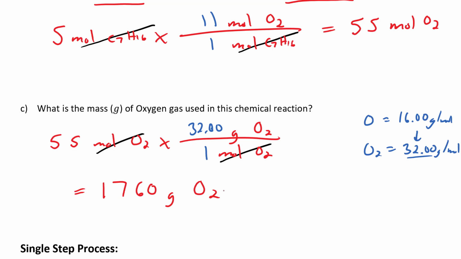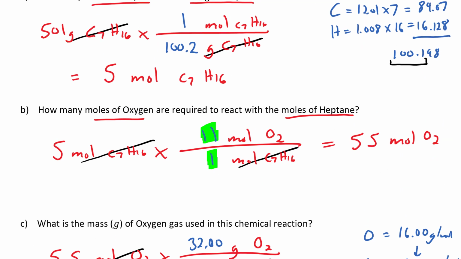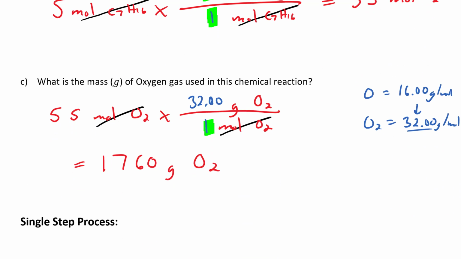Now is the time to round. Remember, we have exact values here. As a result, we have 3 significant digits, 4 significant digits, and 4 significant digits. So this should be rounded to 3 significant digits. So we could leave it as this, or we could write it in scientific notation. 1.76 times 10 to the 3 grams of oxygen.